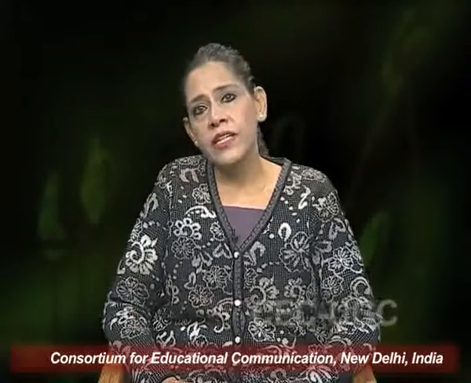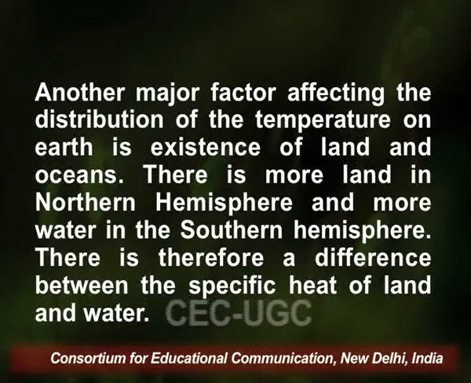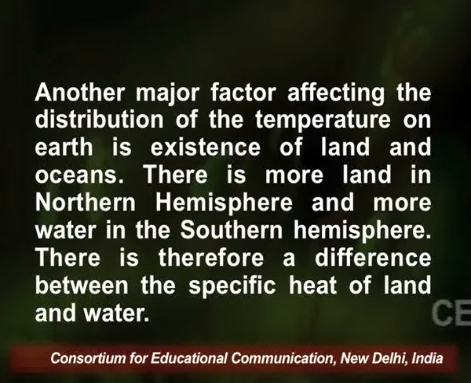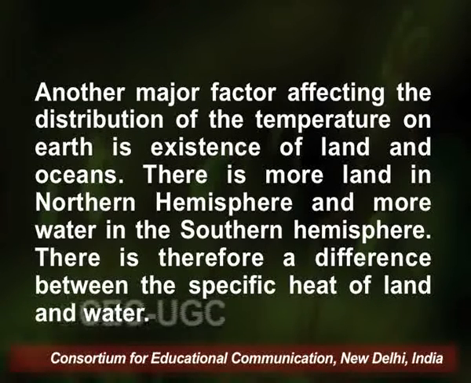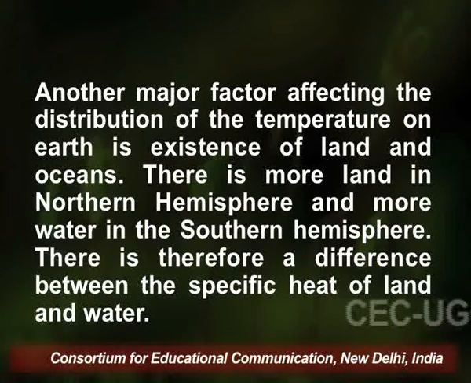Thus, continents get heated faster and also cool faster in comparison to the oceans. The loss of heat from the continents is fast as compared to the oceans. If we see the highest and the lowest temperatures that are observed in the interiors of the continents, it is due to the difference in the specific heat.